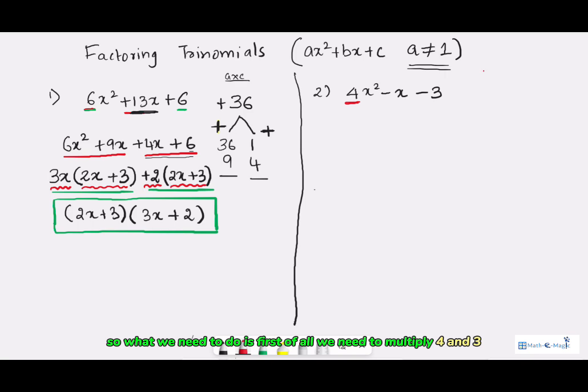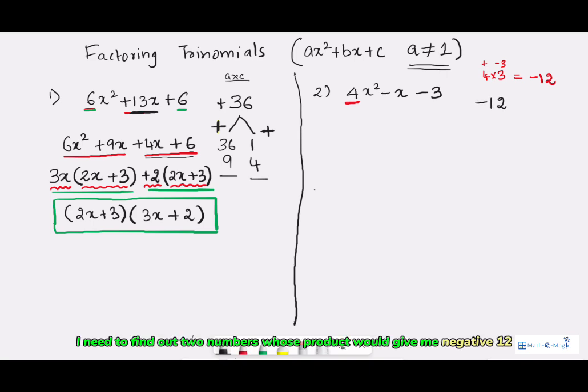So what we need to do first is multiply 4 and 3. That is the coefficient of our x square term and our constant term. And again, don't forget the signs. So positive 4 and negative 3, the product would be negative 12. Okay, so let's write that down. I need to find two numbers whose product would give me negative 12. Here I'm not determining the signs beforehand. Let us do the factors and figure out the sign as we go.